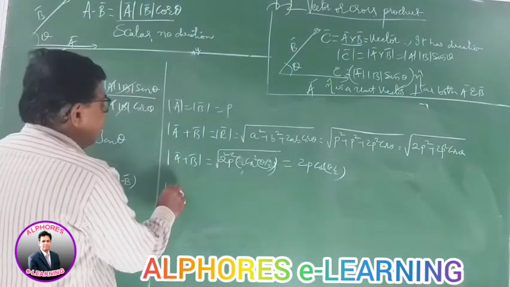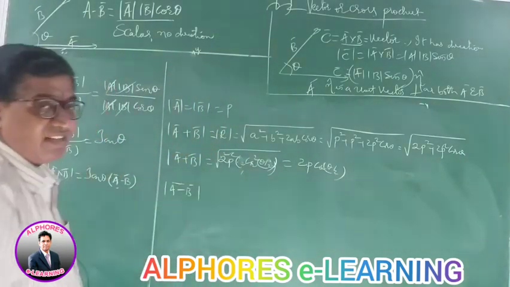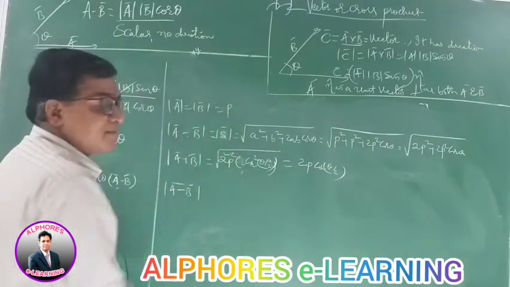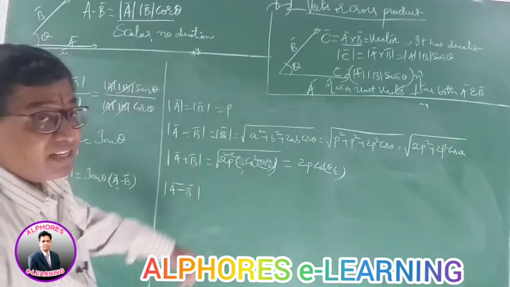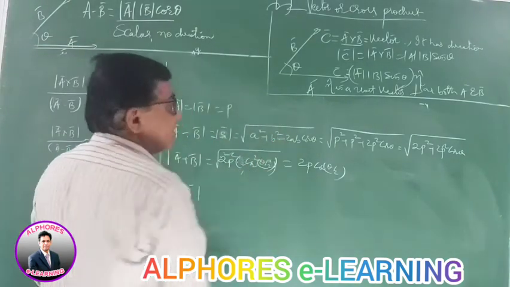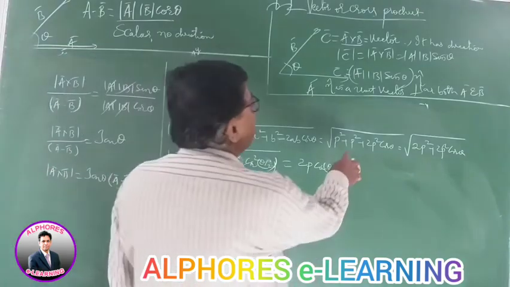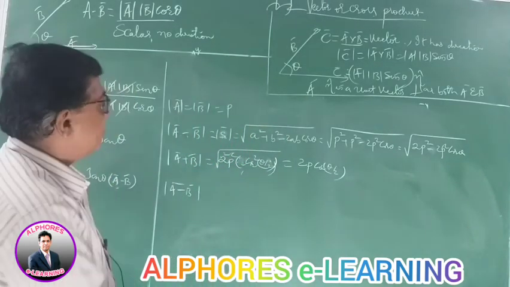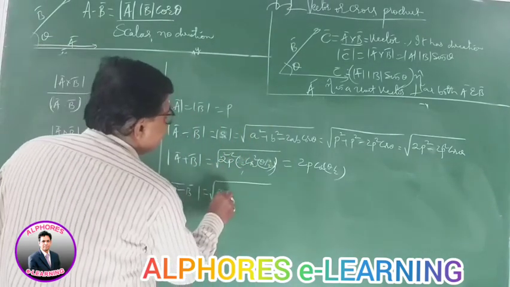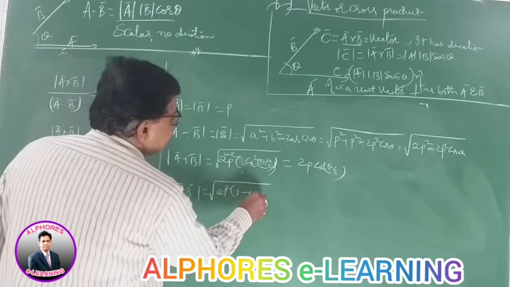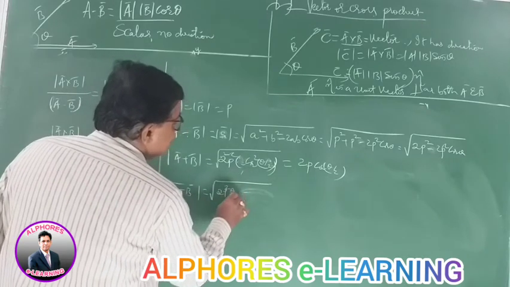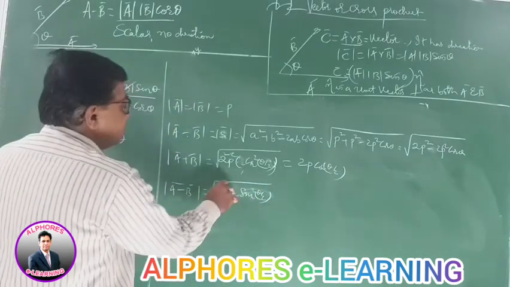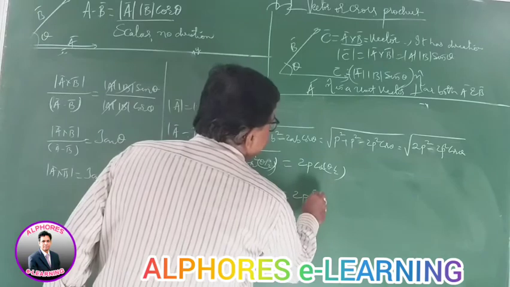Similarly, if I take mod A minus B, it is subtraction, so it's the root of A square plus B square, this time minus 2AB cos theta. So it's P square plus P square minus 2P square cos theta. Well, substituting here, I get 2P square times 1 minus cos theta, which is nothing but 2 sin square theta by 2. Well, 2 is 2 square, so this is 2P sin theta by 2.